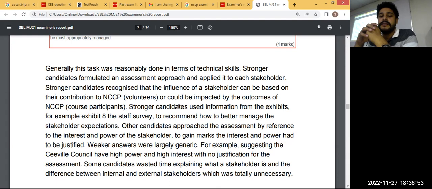Stronger candidates recognized that the influence of the stakeholder can be based on their contribution to NCCP, like volunteers, or could be impacted by the outcome of the NCCP, that is course participants. Stronger candidates used information from the exhibits, for example exhibit 8, the staff survey, to recommend how to better manage the stakeholders' expectations. Other candidates approached the assessment by reference to the interest and power of the stakeholder to gain marks. The interest and power had to be justified.